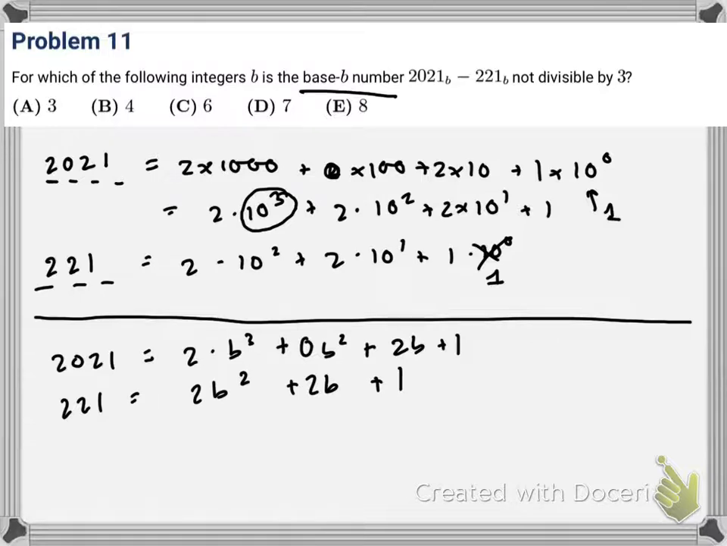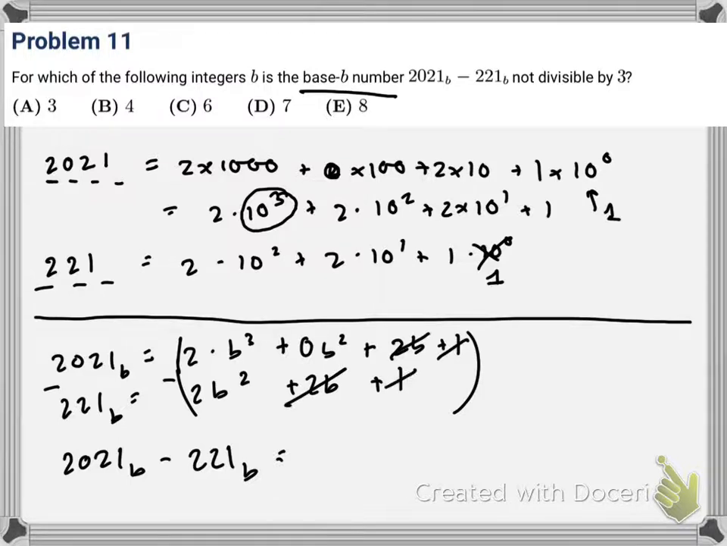Now, I'm subtracting 2021 base B from 221 base B, so I'm really just subtracting these expressions I've got on the right-hand side. When I subtract them, some terms cancel out here. This 2B cancels, and this 1 cancels. But I've got 2B cubed minus 2B squared left, and I can factor that into 2B times B minus 1. That's what I've got left. And so really the fastest way to go about this would just be plugging in the answer choices.